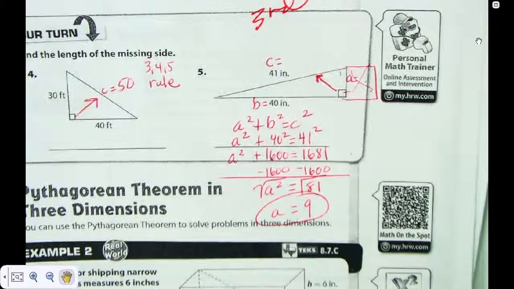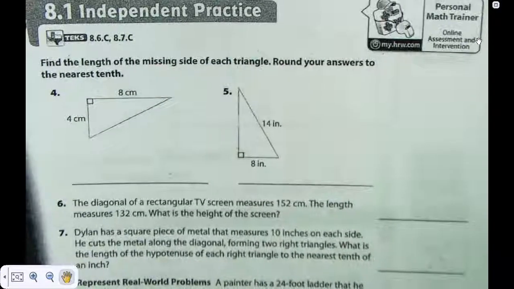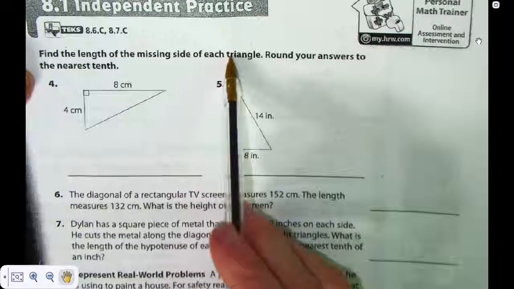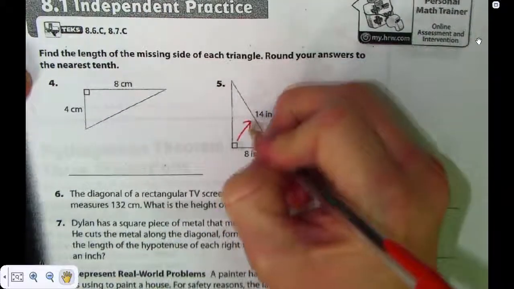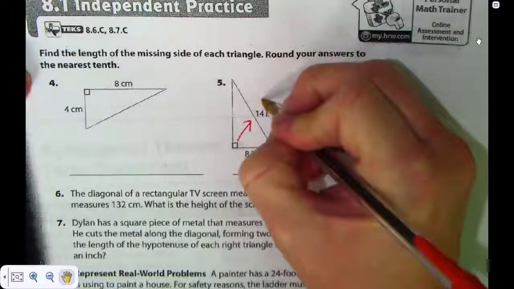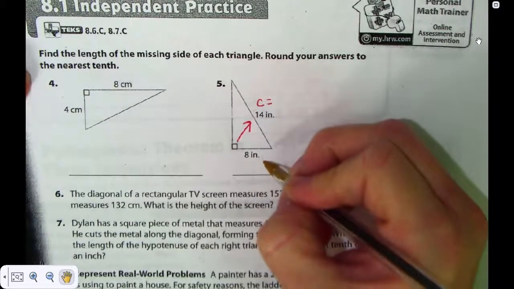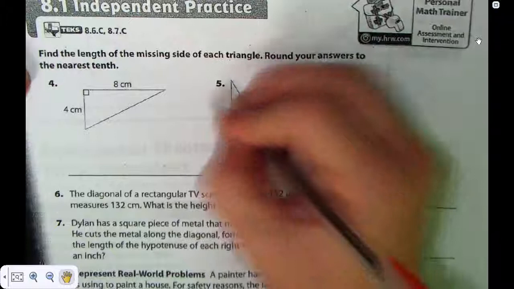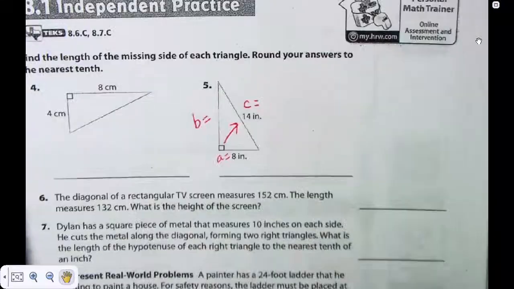Okay, turn to 225. We're skipping 224 for right now. We're going to come back to it Monday. Okay, everybody look at number 5. Find the length of the missing side of each triangle. Round your answer to the nearest tenth. So we're going to draw our arrow from the right angle. What's that side? C. Thank you. What do y'all want 8 to be? A or B? A. And it doesn't matter, does it? We could put B there if we wanted. But y'all said A first, so let's do A.